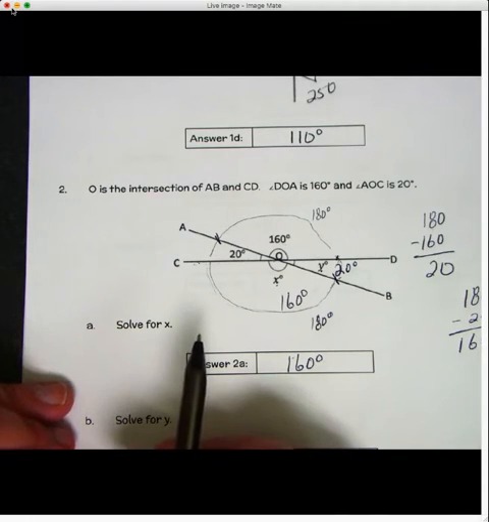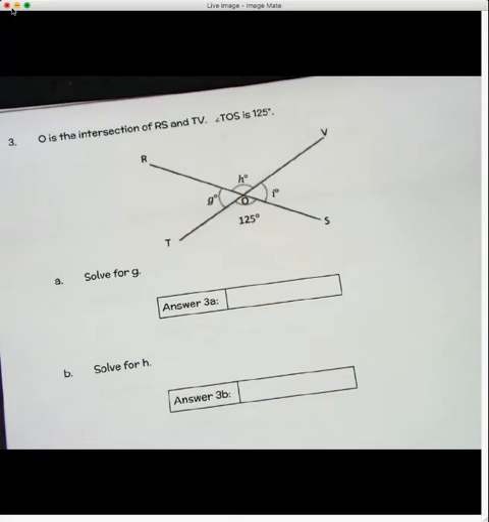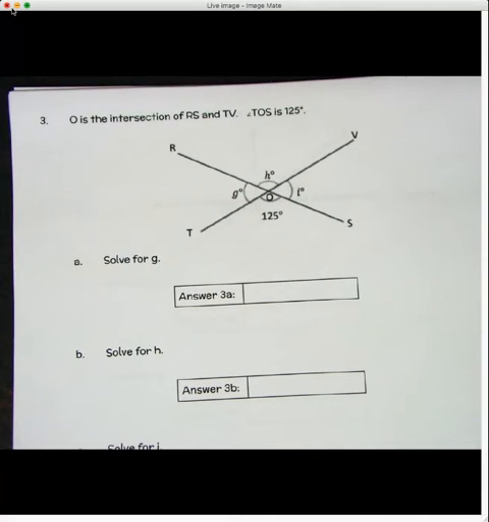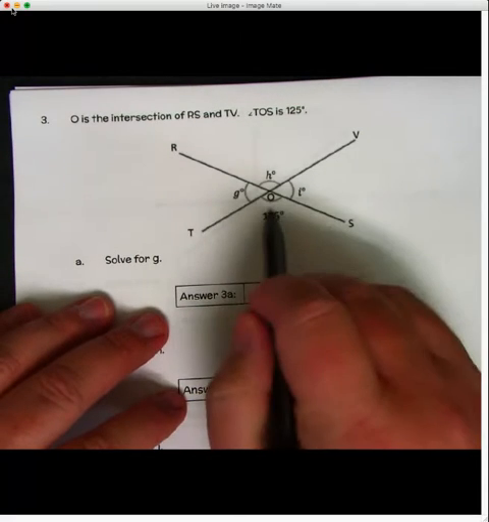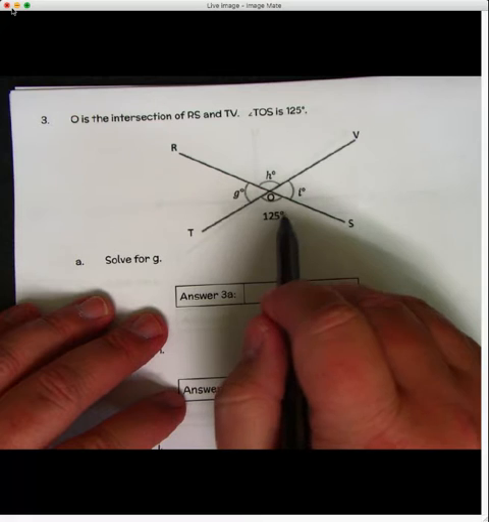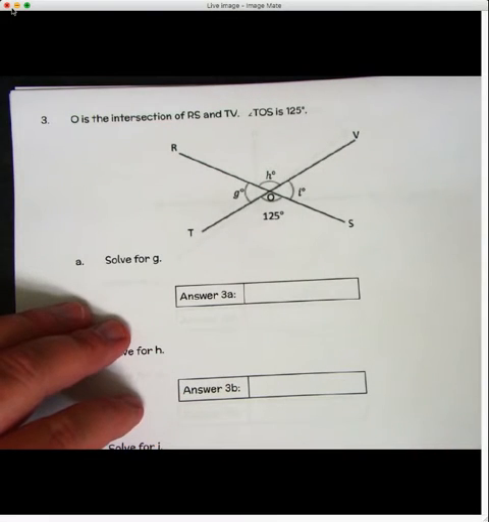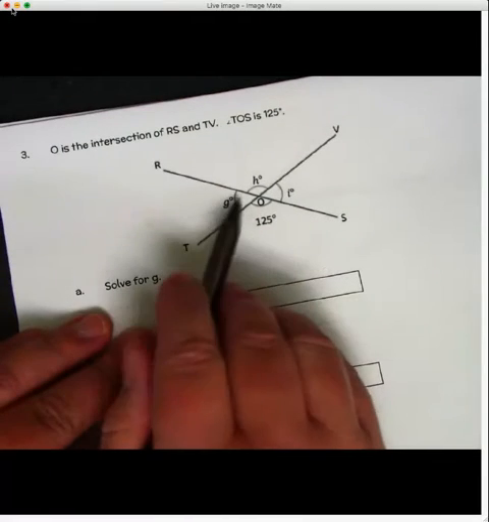Now, let's go to the next problem. Same type of problem right here. We've got some intersecting lines, and it tells us that TOS is 125 degrees, and we've got to find G, H, and I this time. But that's not that hard. Let's think about what we know. We know this straight angle right here, RS.